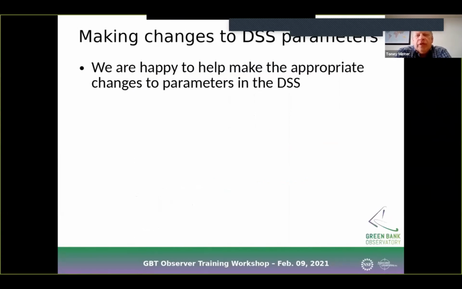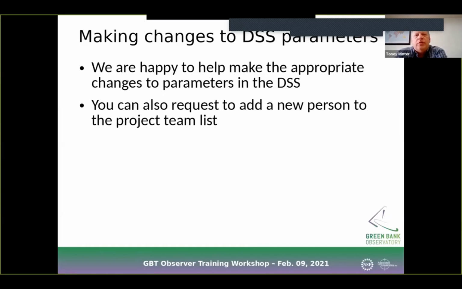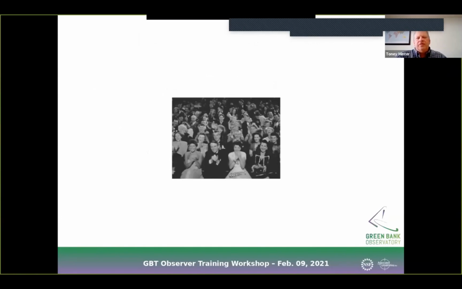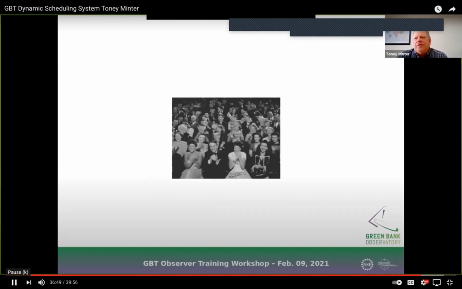So moving on, you can request any changes to these DSS parameters. We're happy to help you figure out what the appropriate changes are. However, you don't have control over all of those, so you need to make a request to me for those. You can also request that a new person be added to the project team. And as I said, just contact your project friend and myself, and we can work to make that happen. And so that's it. That's the DSS and a quick overview.